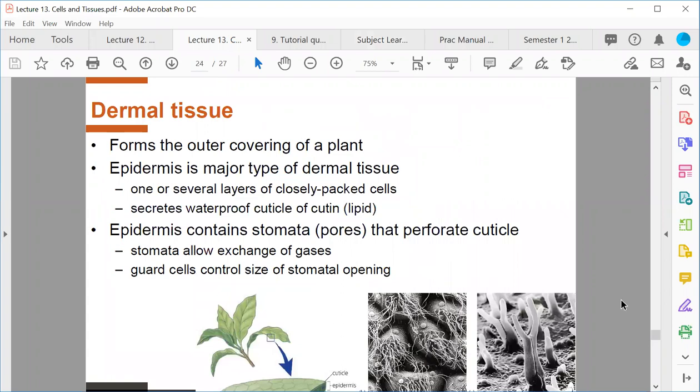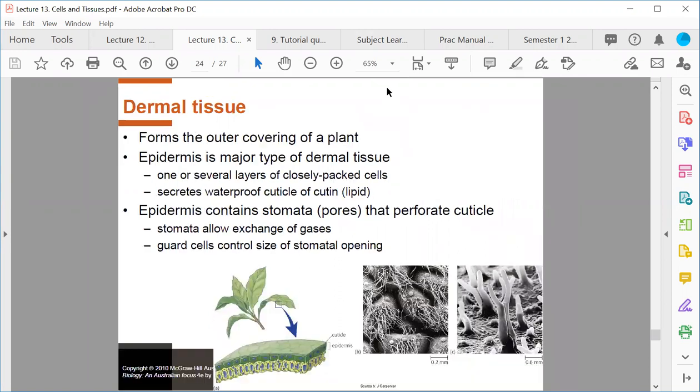All right, starting with our dermal tissue. Dermal tissue forms the outer covering of a plant. And the epidermis is the major type of dermal tissue. It consists of either one or several layers of closely packed cells, depending on what part of the plant we're looking at, and it is highly specialised.